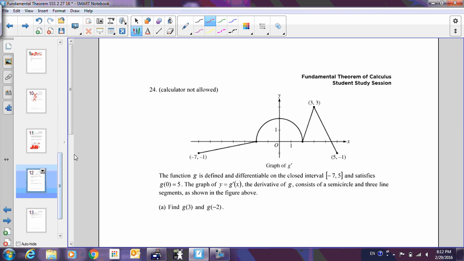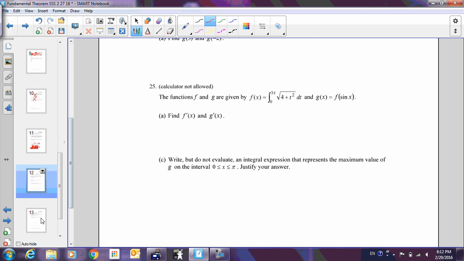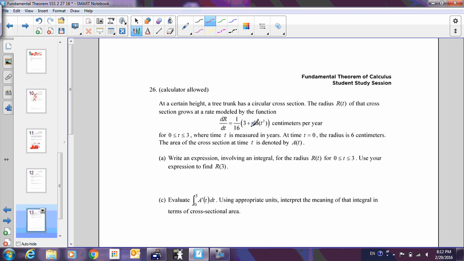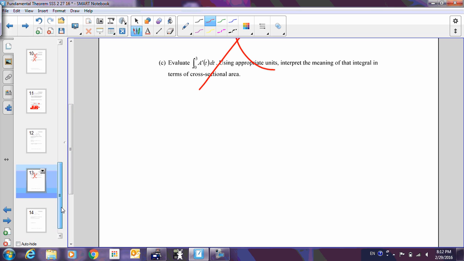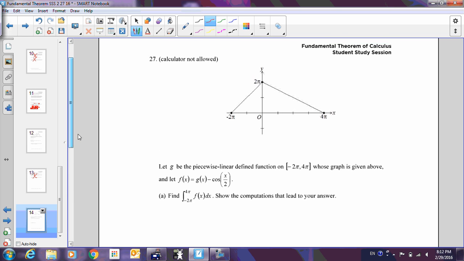You are going to do 24 and 25 on your own. You are going to get to skip 26, and then you will do 27 on your own, which is the last one. So we knocked quite a bit of that packet off.